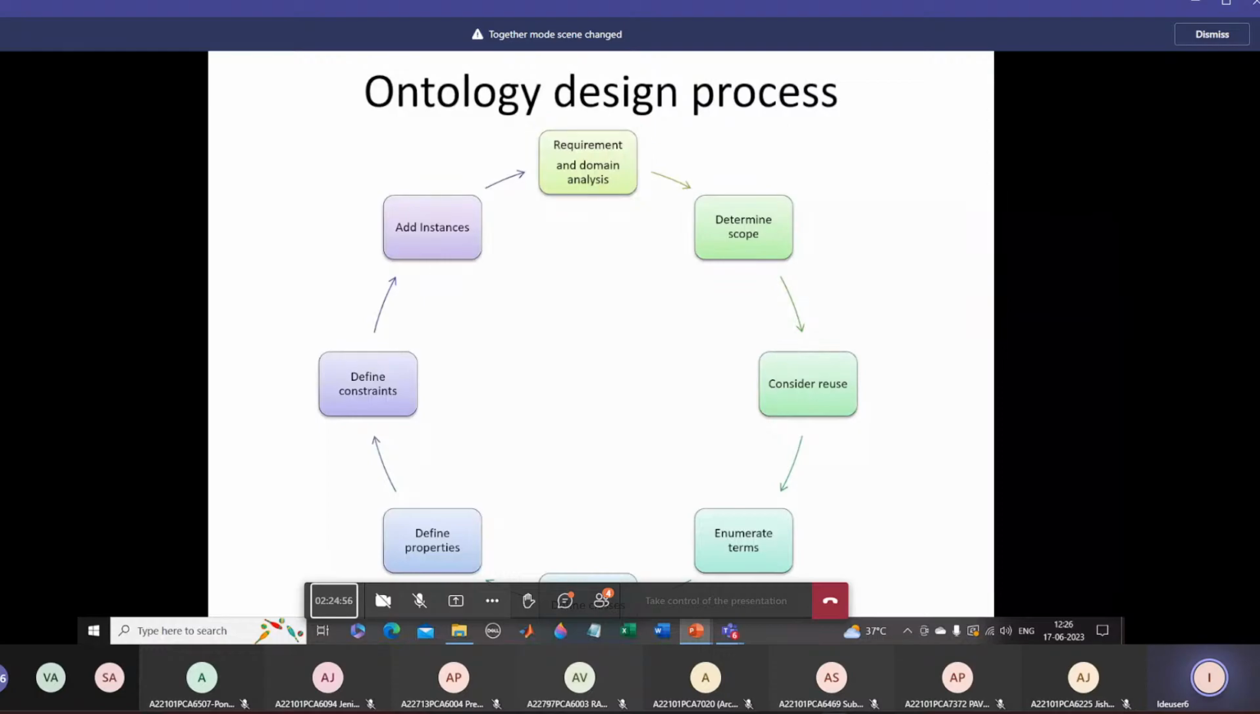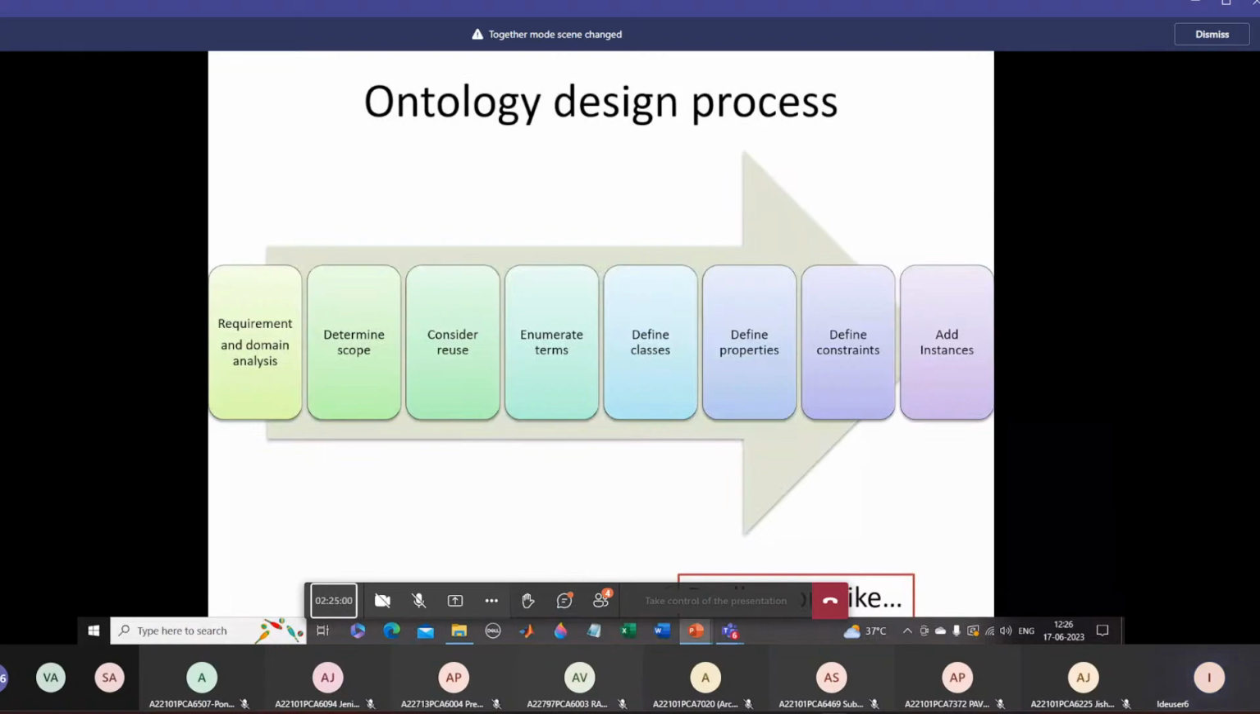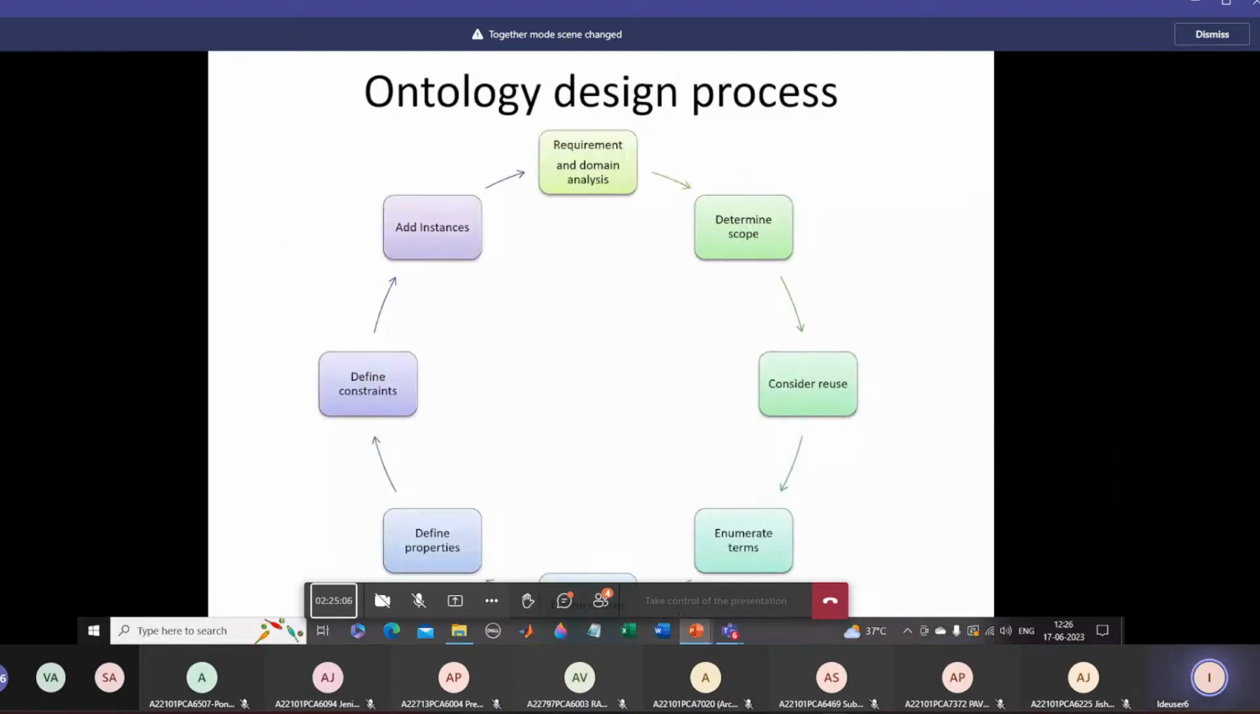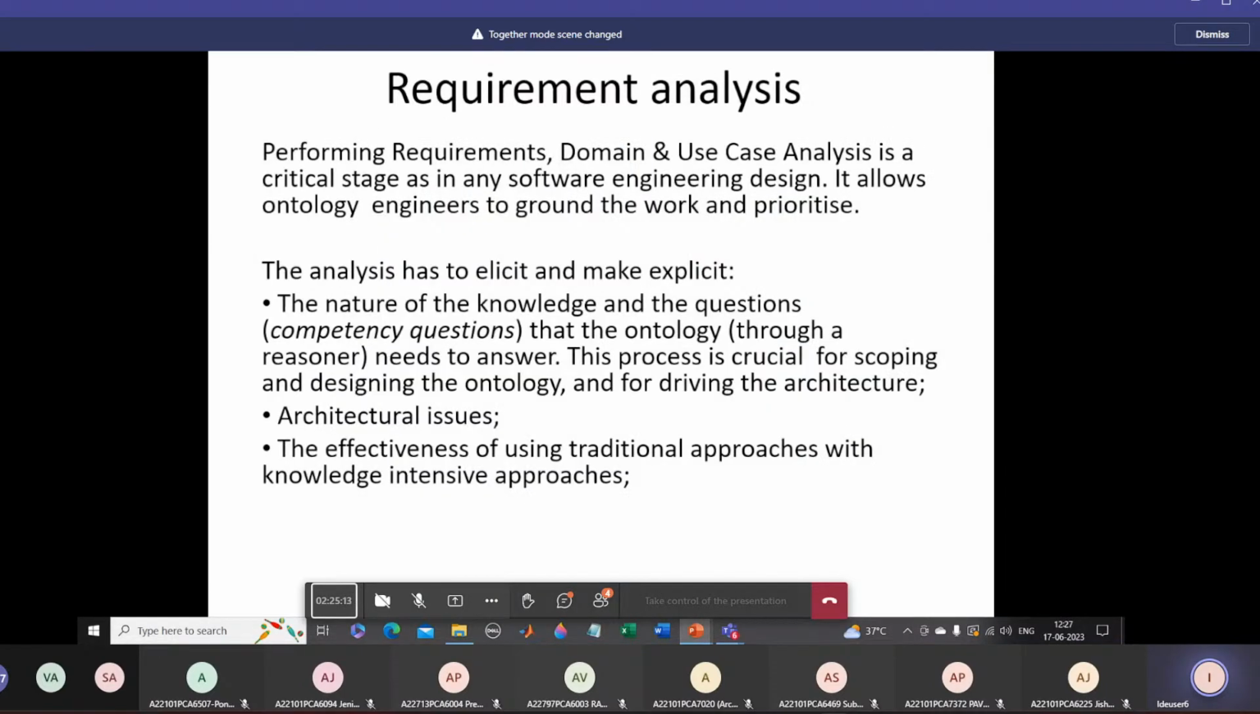Okay, but here it's given like an arrow mark from left to right, but it's not given just like a cycle, right? But here the ontology design process is in cycle form, right? So first we'll say what is the requirement, domain, and analysis. So we'll be talking about what all this requirement analysis is: performing the requirements, domain, and use case analysis.